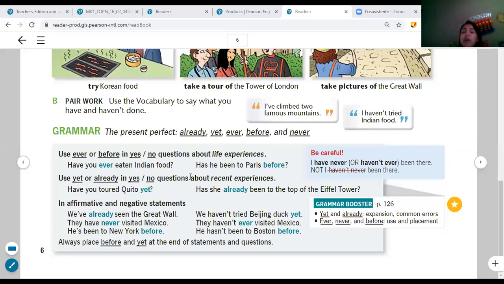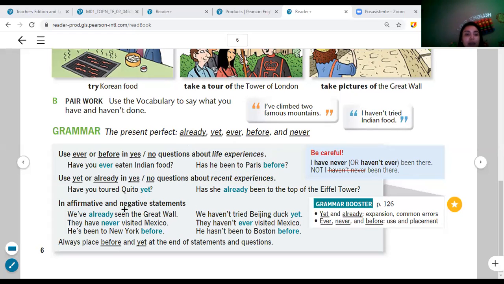And then we have yet and already. We are going to use these ones about recent experiences. Okay. Let's understand the difference between these two. The four are for activities in the past with indefinite time. But yet and already, look at this key word here: yet and already about recent experiences, and ever and before about life experiences.